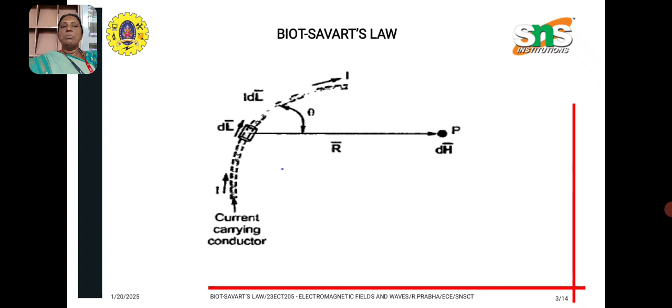To explain the Biot-Savart's law, in the diagram a current element having length dl is taken, and at a distant point P, the distance from the current element to point P is taken as R. We have to observe the magnetic field at point P from the current element. Here theta is the angle between this current element and the line joining the element to the point P, and let I be the current flowing through this current-carrying conductor.